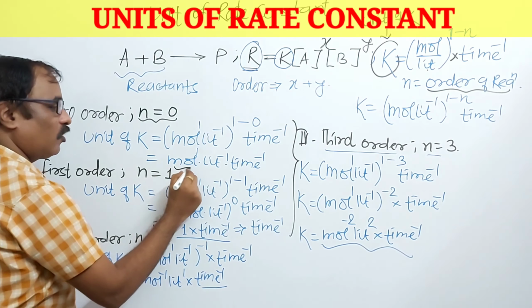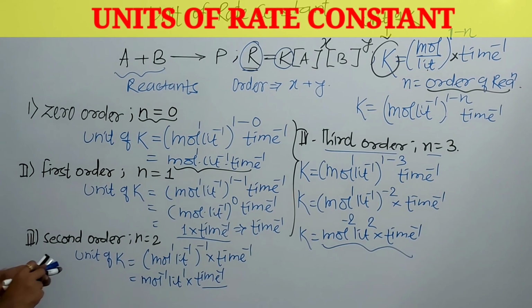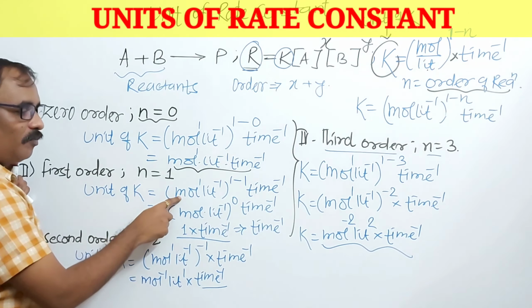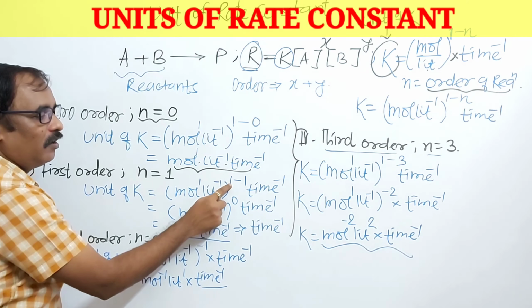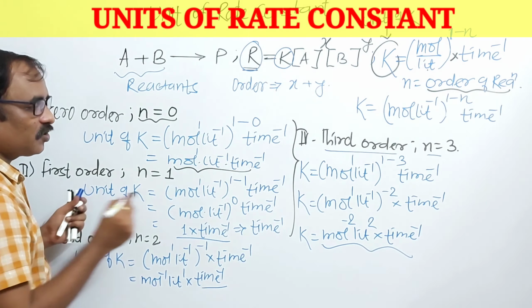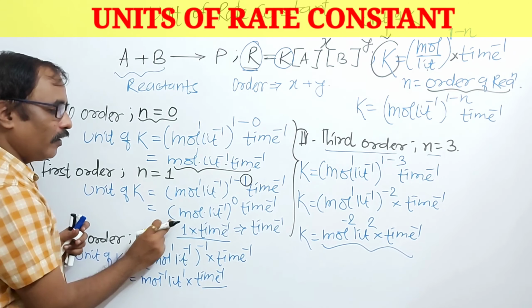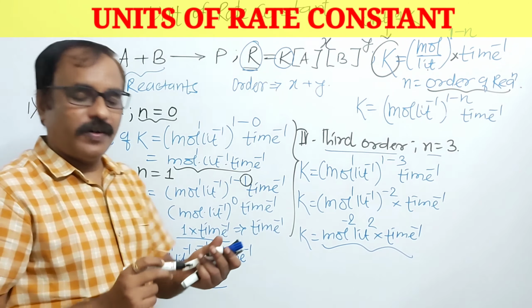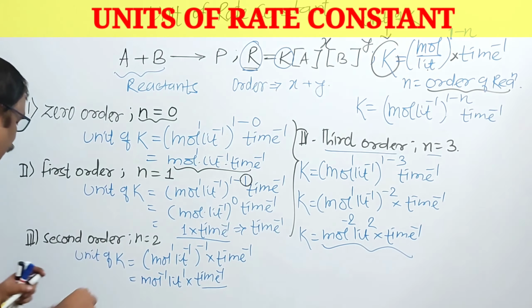This is the unit of rate constant in a zero order reaction. First order reaction, n is equal to 1. Unit of rate constant is mole to the power 1, liter to the power minus 1, raised to 1 minus n. Here n is 1, so it will be 0, and anything raised to 0 is 1. So the unit of rate constant in a first order reaction is time inverse.